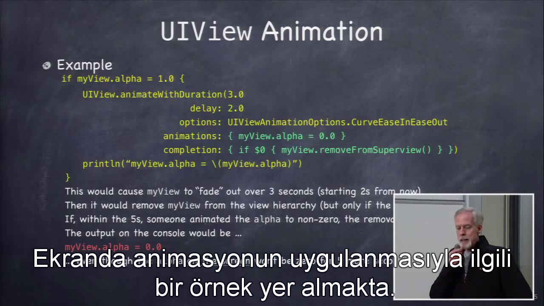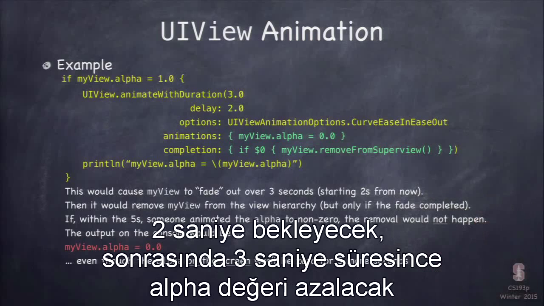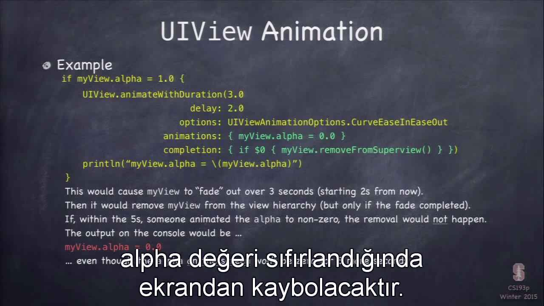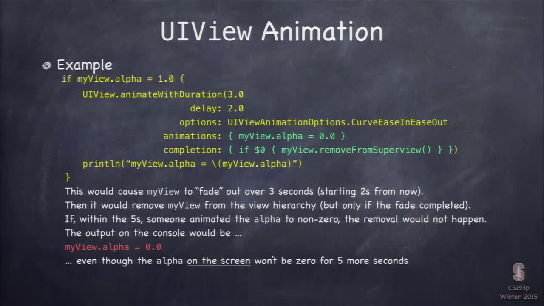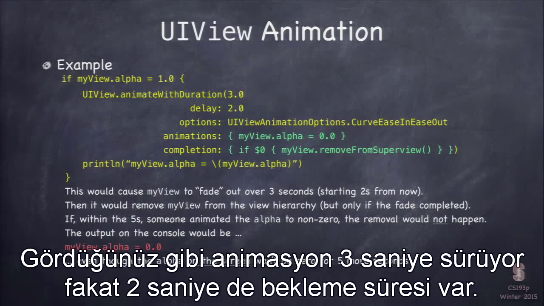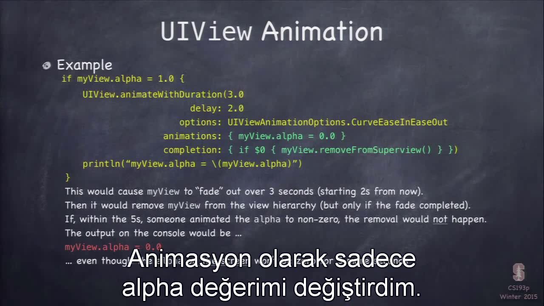Here's an example. So this is going to, 2 seconds from now, start fading my view out over 3 seconds. And when it's done fading out, it's going to remove it from its superview. Okay, that's what this one line of code does. I guess it's more than one line of code because you've got the closures in there, but it's what it does. So you can see here that I say I want it to take 3 seconds, but I want it to start in 2 seconds, so it's going to take 5 seconds total. It's not going to do anything for the first 2.